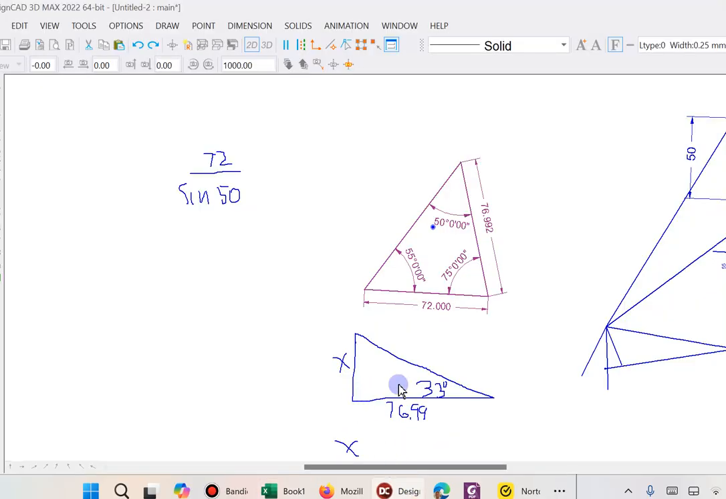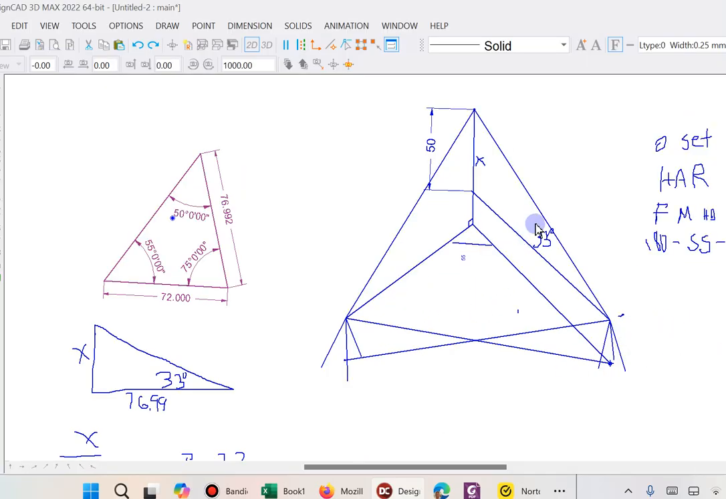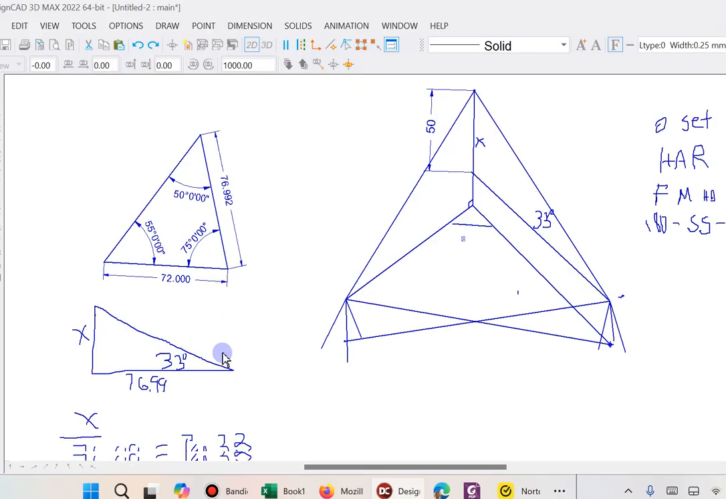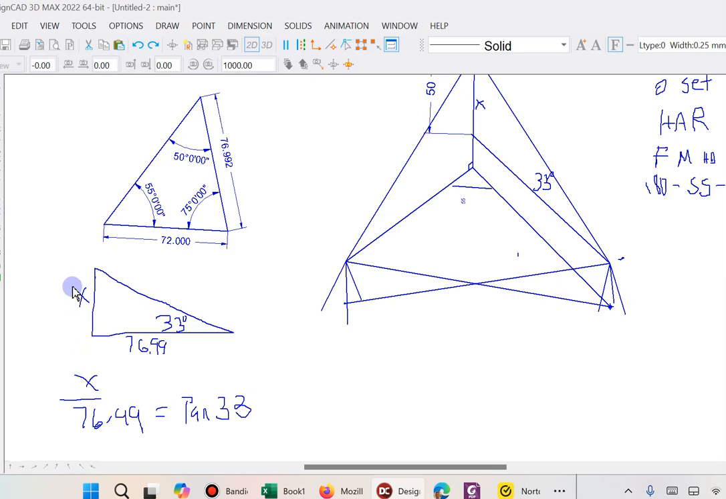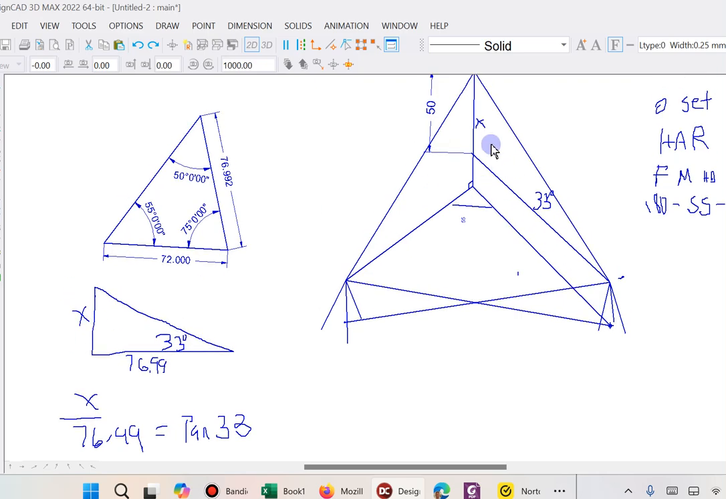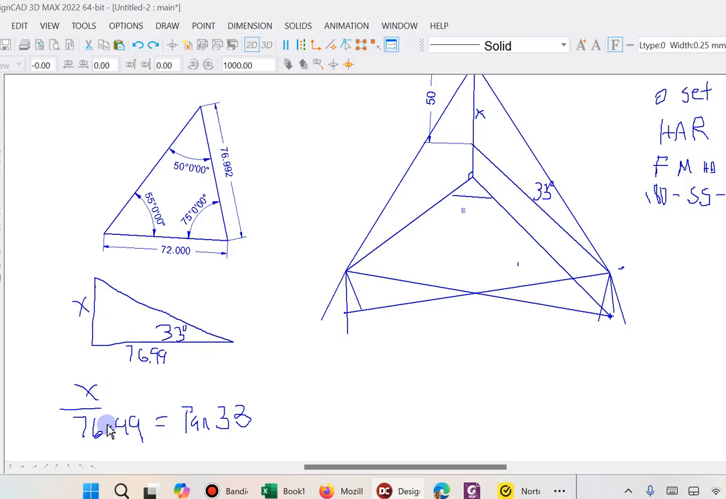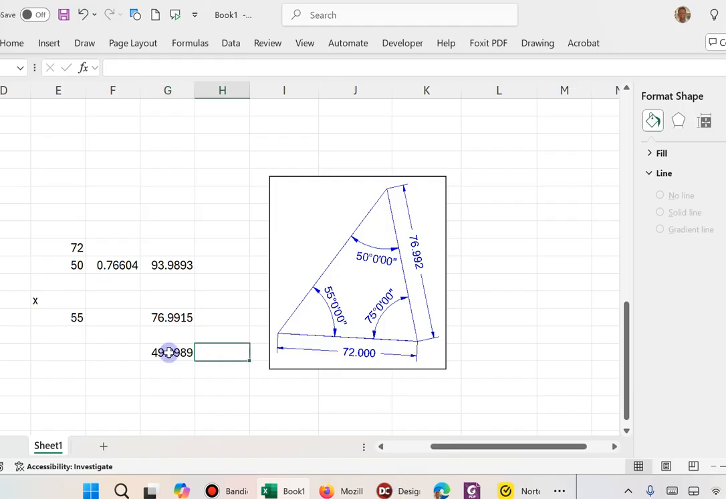Then going back here, 76.992, and the vertical angle from the horizontal at the instrument is 33. So there's 33, and then you just use the rise divided by the run. So x, the unknown height we're looking for above the instrument, divided by 76.992 would be the tangent of 33. So x equals tangent of 33 times 76.992, which I did here.